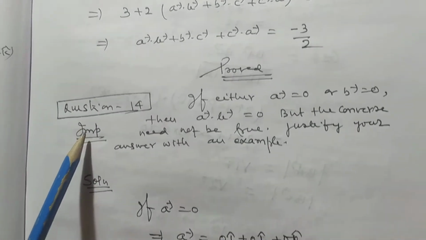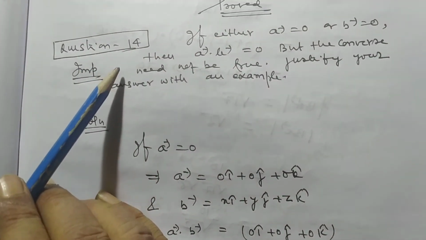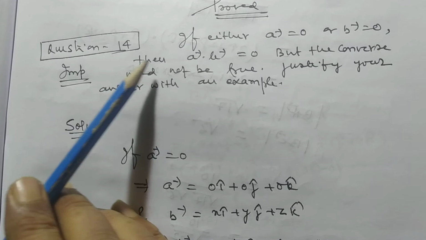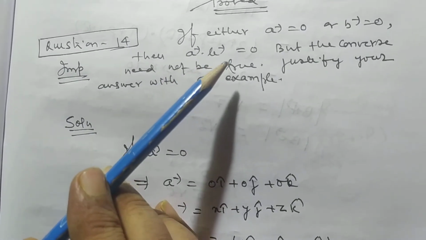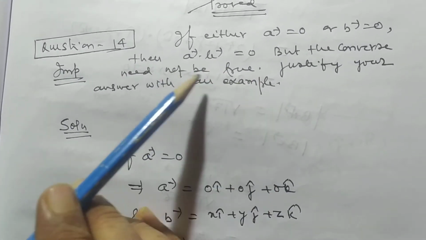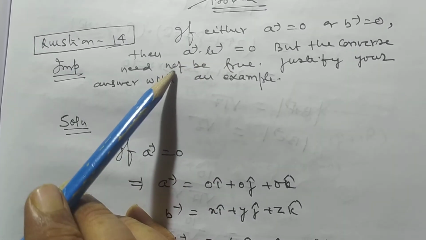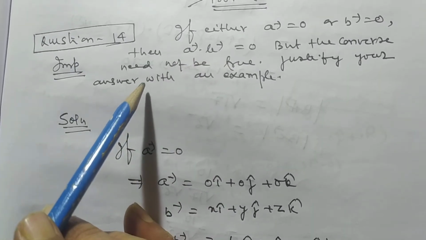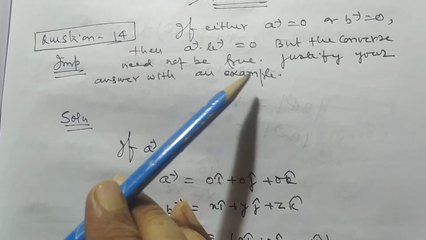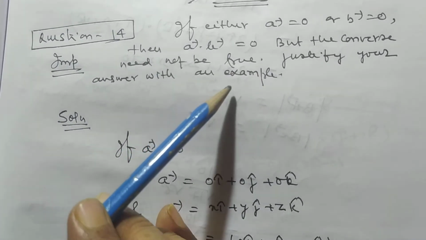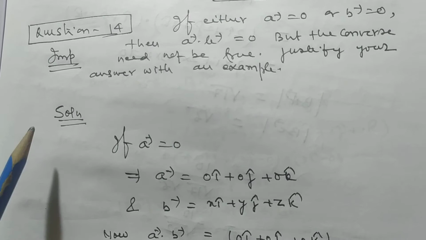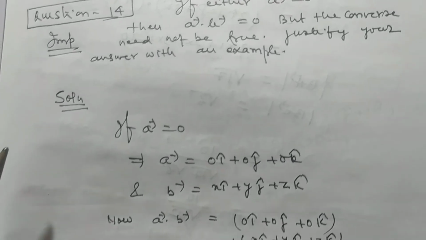So now, my dear students, I want to discuss problem number 14. If either vector A is equal to 0 or vector B is equal to 0, then vector A dot product with vector B is equal to 0. But the converse need not be true. Justify your answer with an example. This problem is very, very important for the purpose of examination.